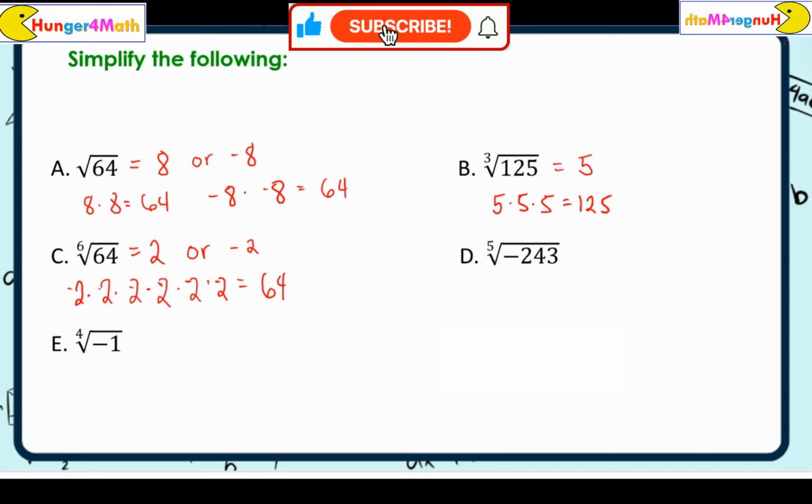Letter D is fifth root of negative 243. Now we're going to think of a number and multiply it by itself 5 times. The answer is negative 243, and that is negative 3. Okay, so we have negative 3 to the power of 5, and that will be the result of negative 243. So our answer here is negative 3.